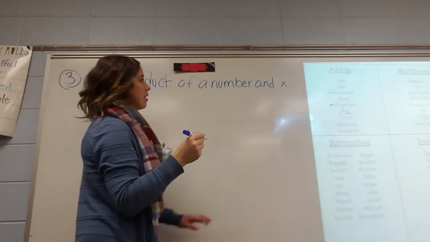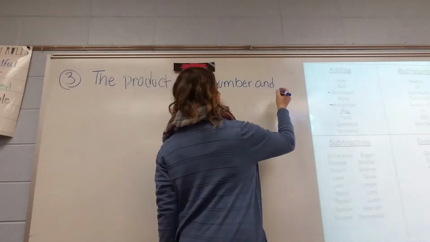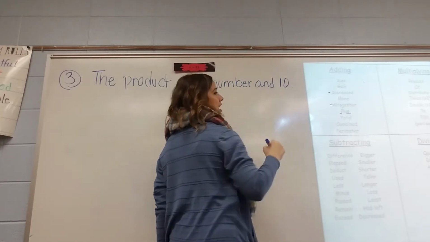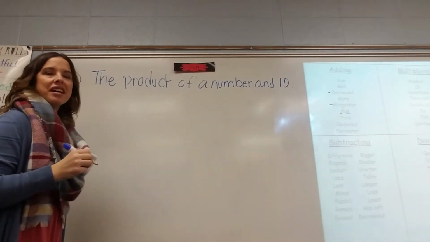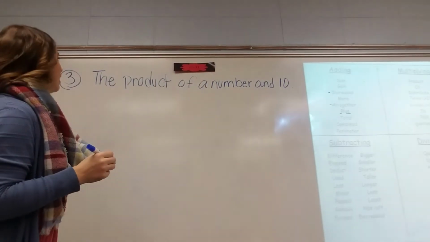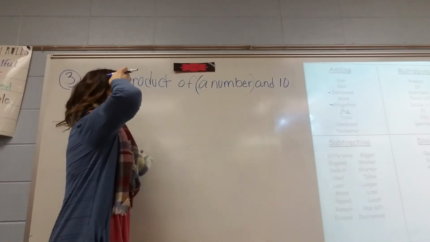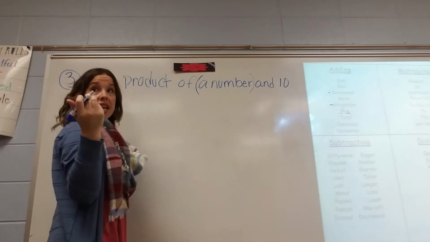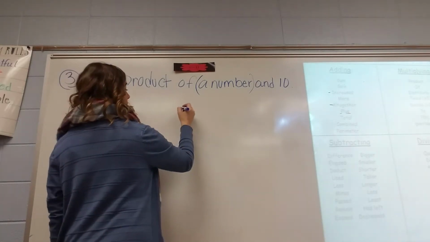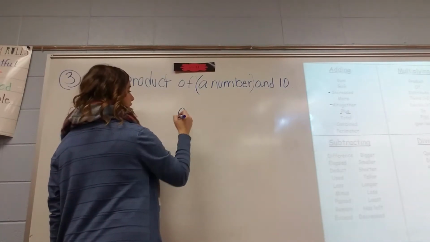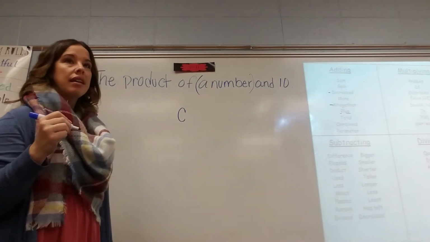Oh, wait. Not of a number and x. How about of a number and 10? I need to give you a number, right? So where it says a number, what are we going to put there? A variable. C? Okay. So the product of a number, C, and 10.